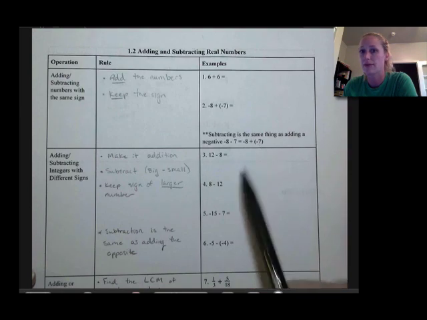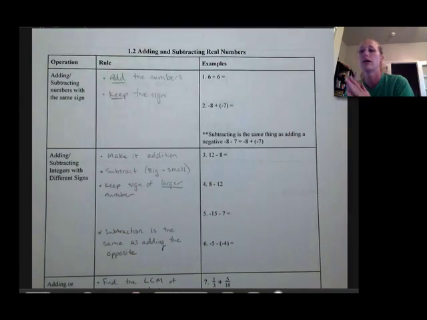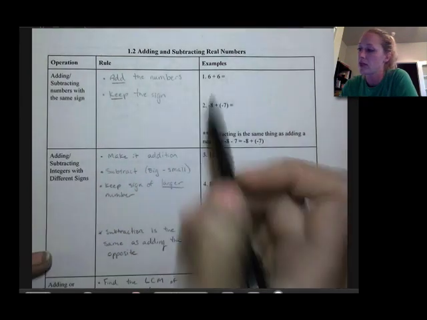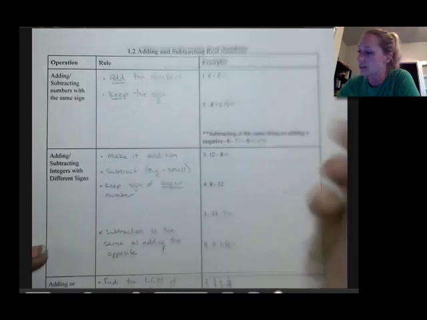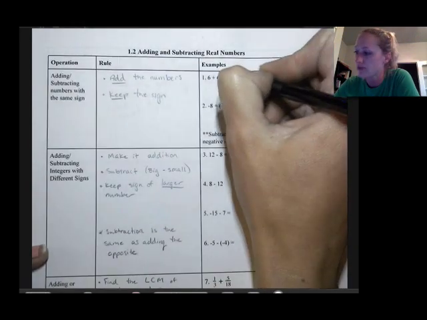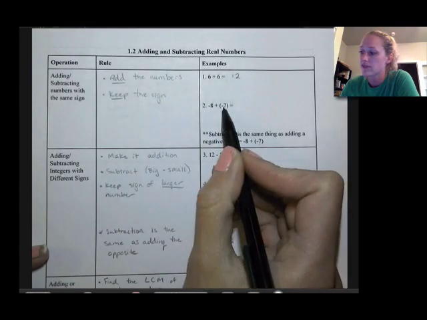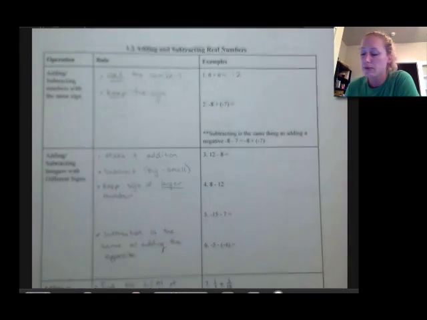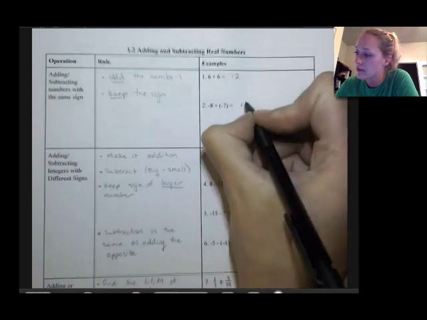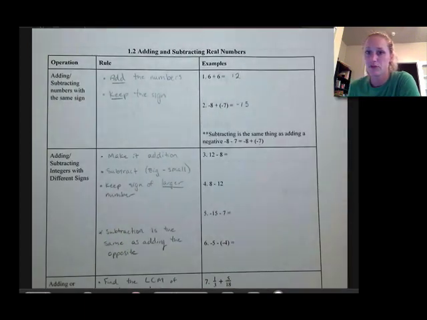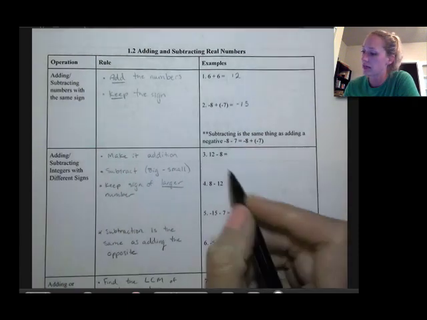I like to rewrite mine that way so that I always know addition, I'm just adding the numbers and keeping the sign. So 6 plus 6, both positive, so 6 plus 6 is 12, I'm keeping the positive sign. Negative 8 plus negative 7, add the two values, so 8 plus 7 is 15, and I'm keeping it negative. As long as I'm adding two with the same sign, I'm keeping the sign.